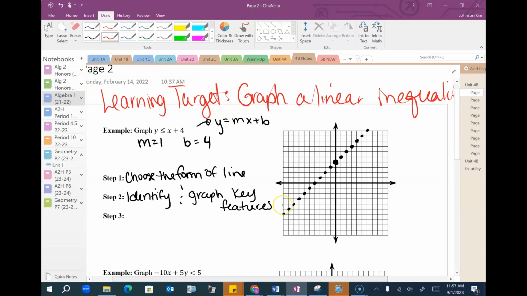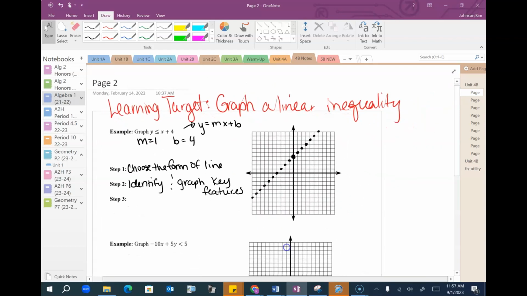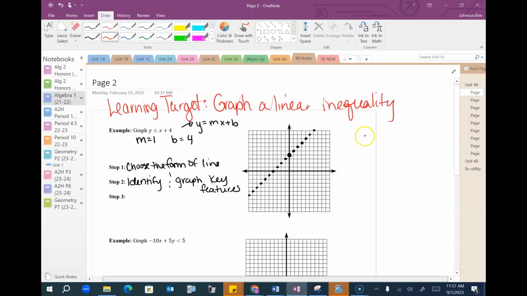Before I connect the points, I need to decide whether or not my inequality should be a solid line or a dotted line. If you remember from the last video, a solid line is when you want to include the points that are on the line, and a dotted line is what we use when we want to not include the points that are on the line.